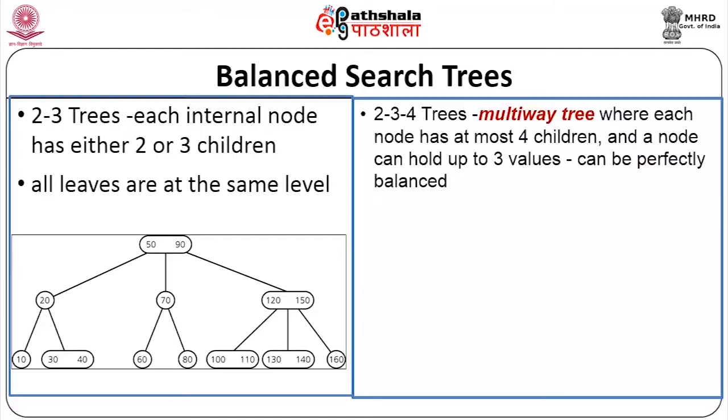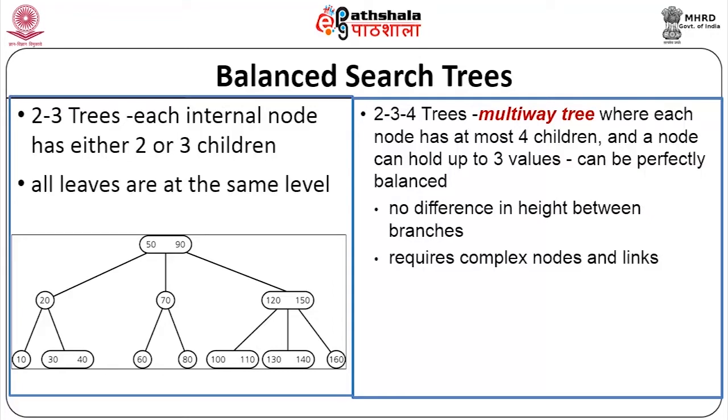2-3-4 trees, we are not discussing that in this module, but just for comparison, it is again a multi-way tree, where each node can have at the most 4 children. In a 2-3 tree you can have at the most 3 children, and a node can hold up to 2 values. A 2-3-4 node can hold up to 3 values, and it can be perfectly balanced. So, no difference in height between the branches.